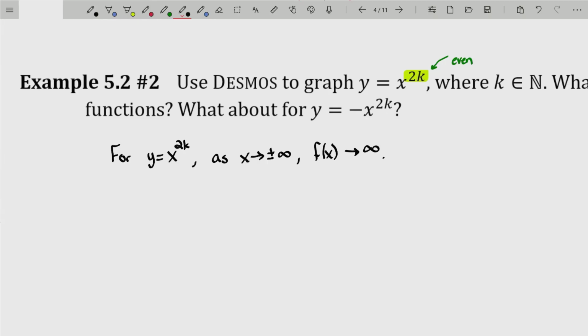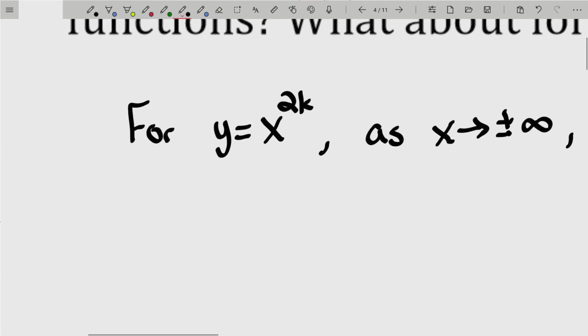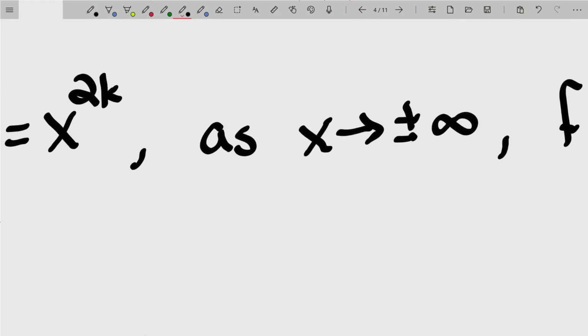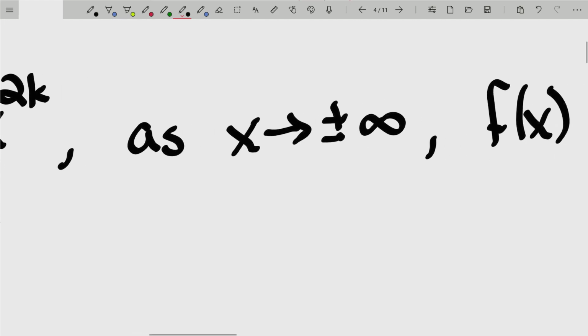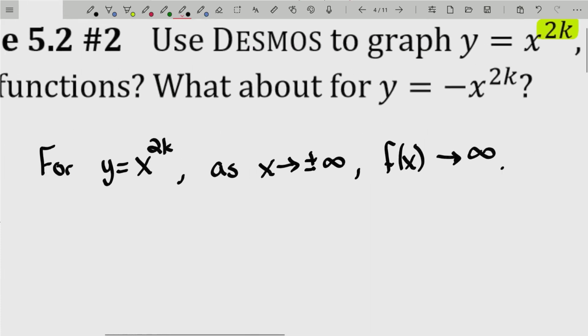And this is summarized by just saying, listen, for y equals x to the 2k, x to an even power, as x goes to either plus or minus infinity, in other words, as we look far to the left or far to the right as far as x values are concerned, the y values or function values climb to infinity in both directions. That's the way you would note that.